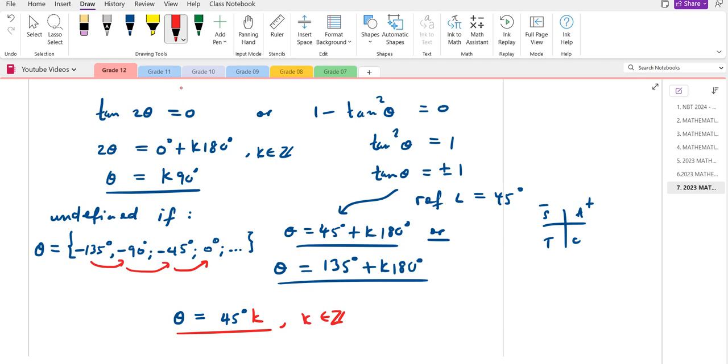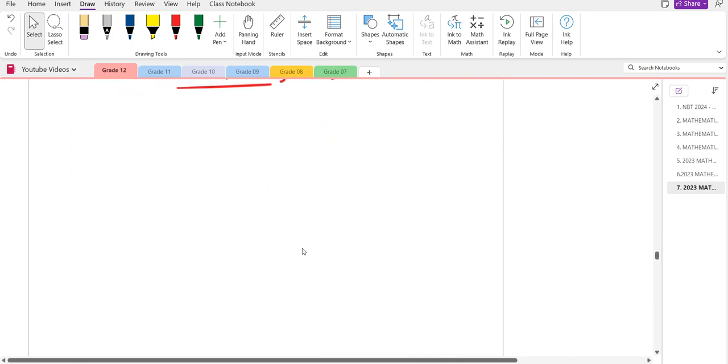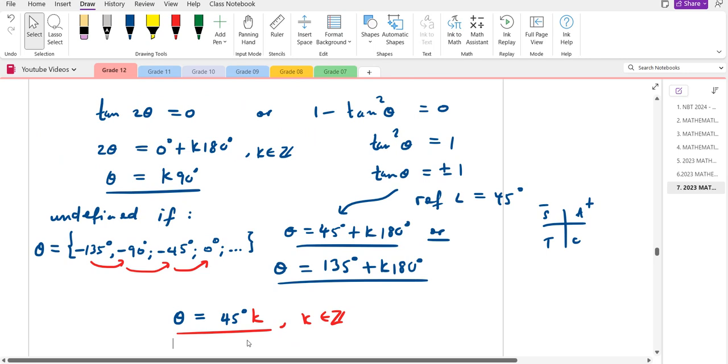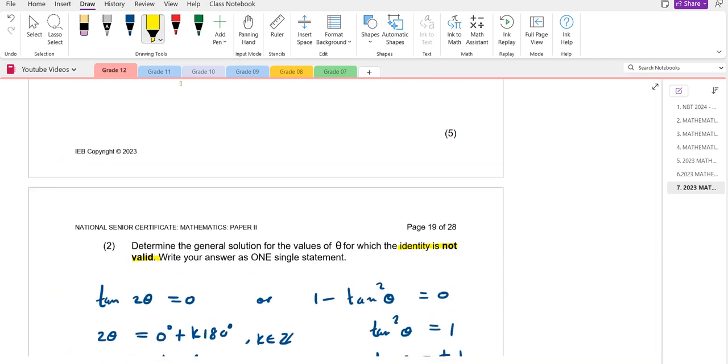So I wrote theta as a single statement. I combined all three answers into one. So I hope you guys understood that. Very nice question. Quite difficult, because if you don't write this you might lose a mark, because see what they said. Write it as a single statement. Right, next one.